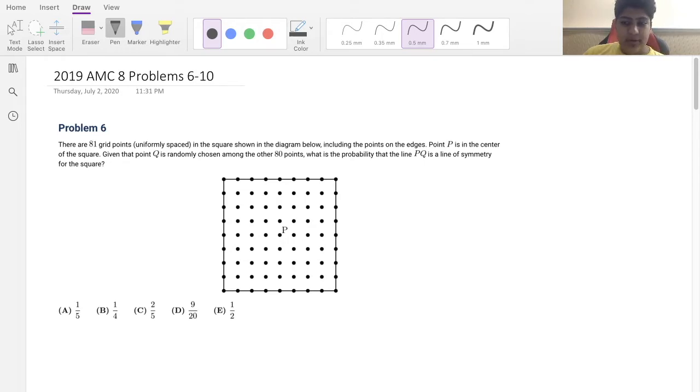Today, we'll be solving problems 6 through 10 of the 2019 AMC 8. So, let's begin with the first problem, problem number 6.